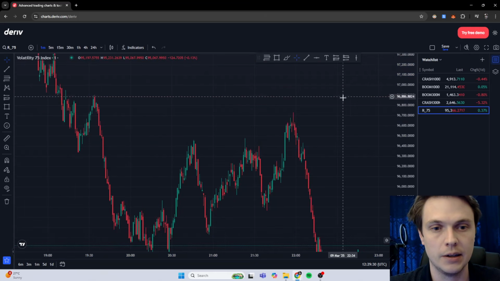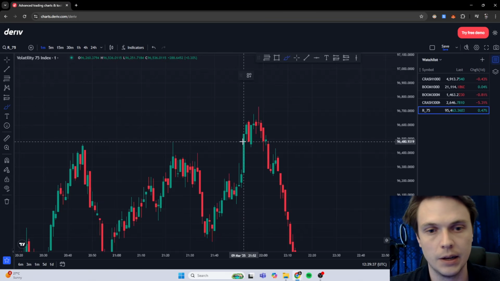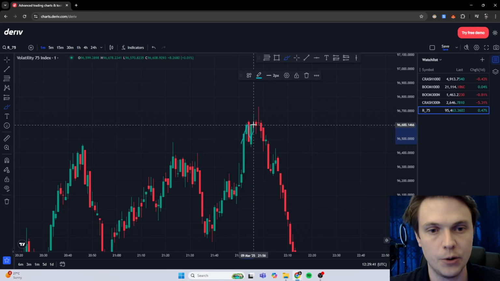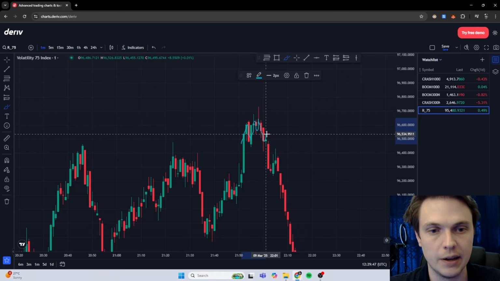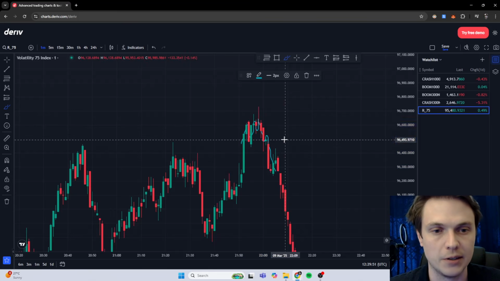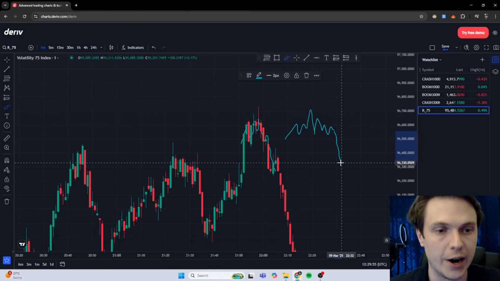Okay, so what the pyramids look like is we're going to take the little draw tool. We have an upward movement. We have the red candle down. We have the upward movement. We have a red candle down. We have an upward movement. We have red candles down. We have a little upward movement. And then boom, we break to the downside. Okay, so it's pyramids. It looks like this. Okay, and it breaks to the downside.